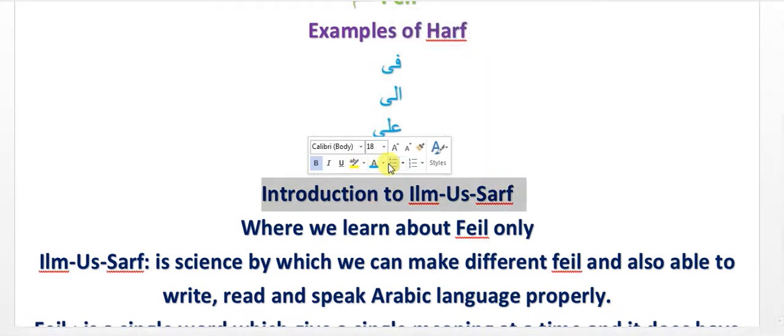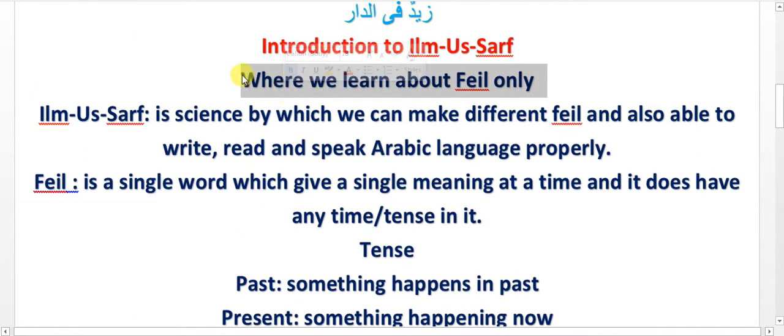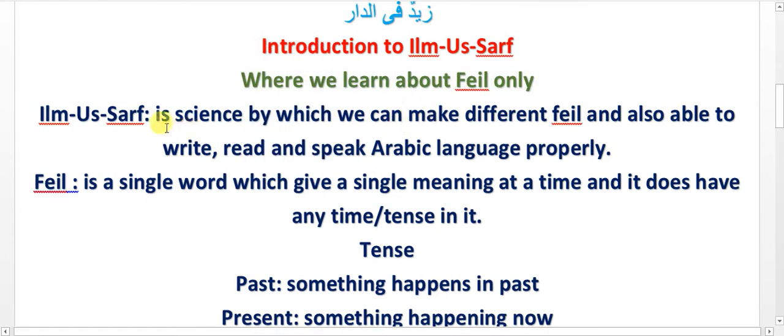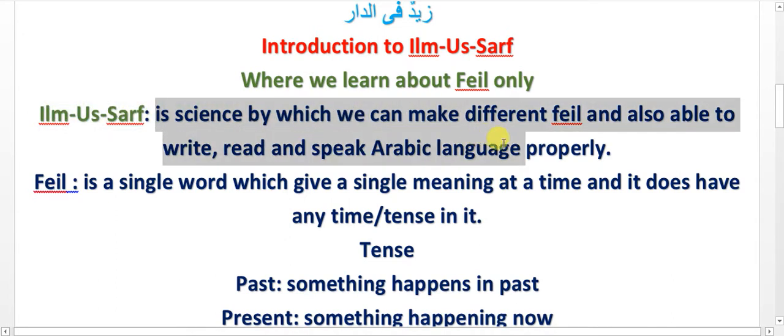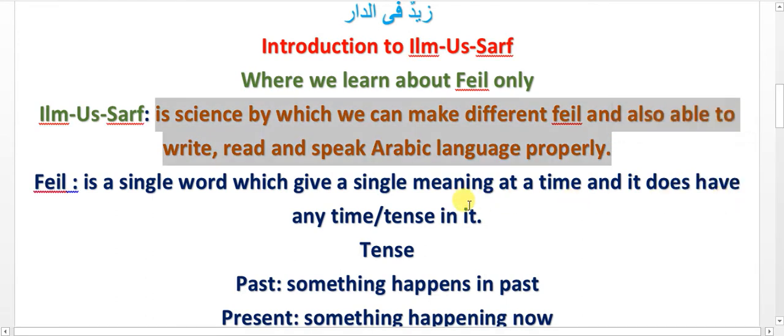The introduction to Ilm-Un-Sarf. In Ilm-Un-Sarf we learn about fail only, because in Ilm-Un-Sarf only fail is discussed. What is Ilm-Un-Sarf? Ilm-Un-Sarf is a science by which we can make a different fail, and also be able to read, write and speak Arabic language properly. Generally this is the task of both Ilm-Un-Nahw and Ilm-Un-Sarf, but Ilm-Un-Sarf is also important, and Ilm-Un-Sarf plays a very vital role in knowing the Arabic language.